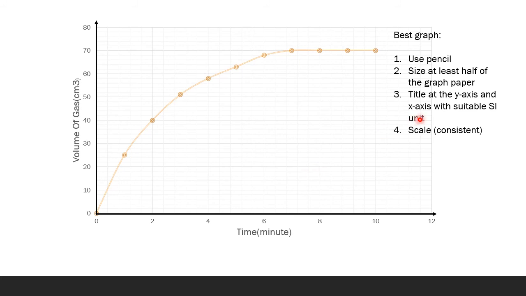Okay. To draw the best graph, first you must use pencil. Sebab apa kena guna pencil? Sebab bila ada kesalahan kita boleh padam. Second, the size of the graph must be at least half of the graph paper. Kalau graph tu kecil sangat, awak boleh ditolak markah lah. Dia tak berapa nak accurate. Number 3, title at the y-axis and x-axis with a suitable SI unit. So macam tadi, volume of gas is centimeter cube and then time in minute. And then the scale must be consistent. Consistent maksudnya kat sini macam 2, 4, 6, 8 consistent lah kan. Ni 0, 10, 20, 30, 40 consistent lah.